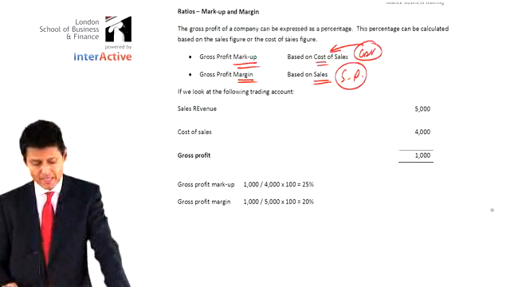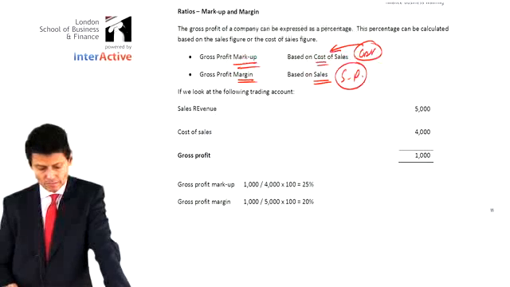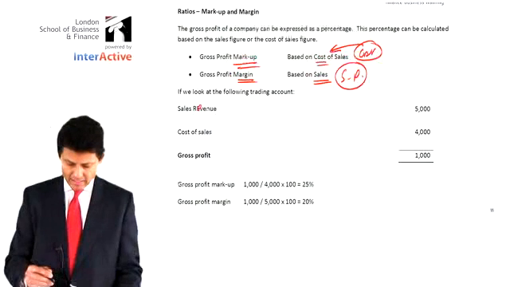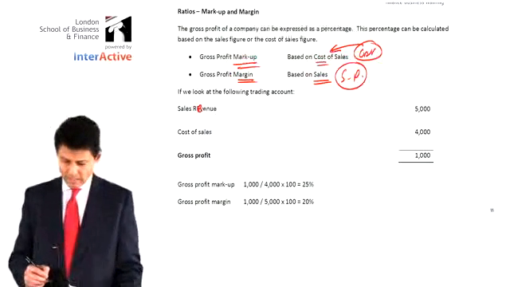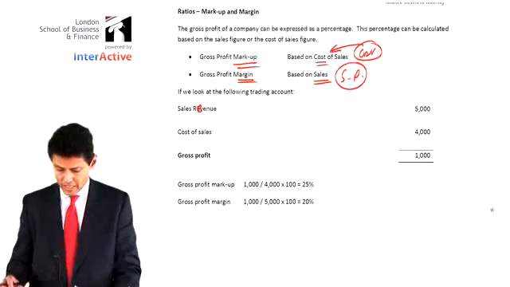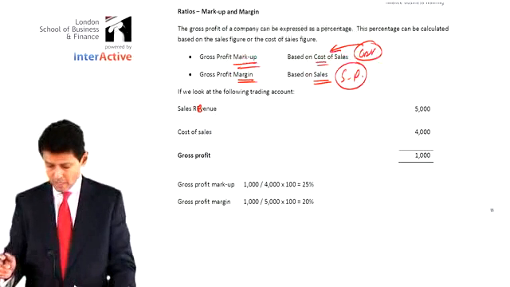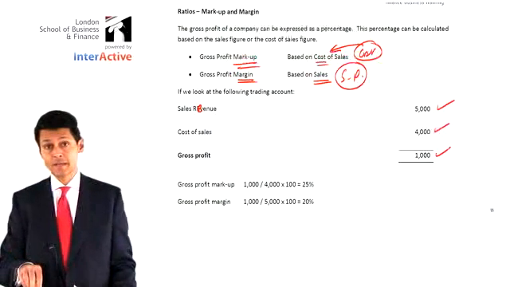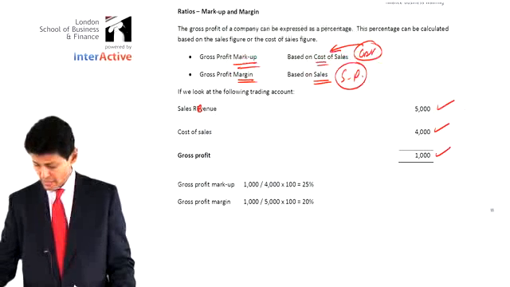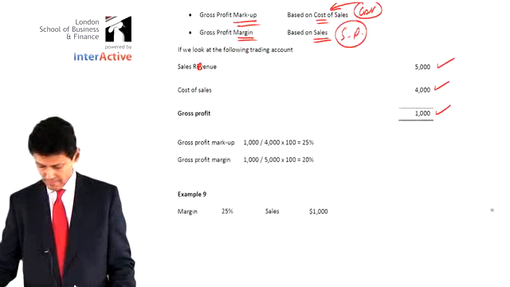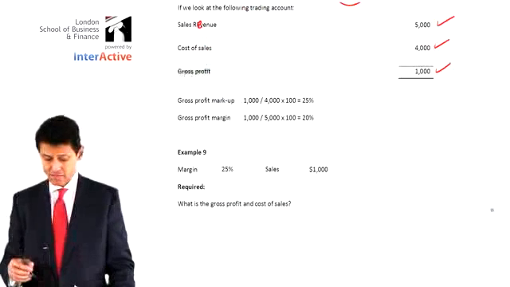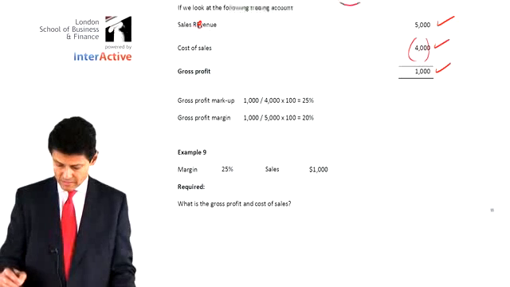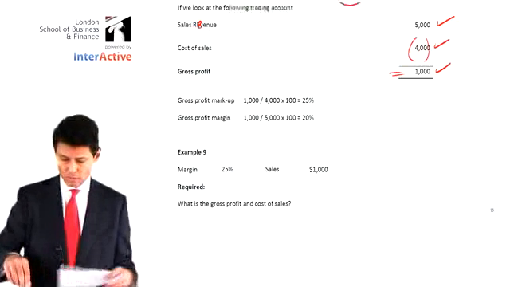If you look at the following trading account, the sales revenue is 5,000. The cost of sales, of course, is 4,000. The gross profit is 1,000. No problem so far. So this is an assumption and some assumed figures you've been given to help you to understand. So no problem with that. Sales revenue minus cost of sales always equals gross profit. No problem with that whatsoever.